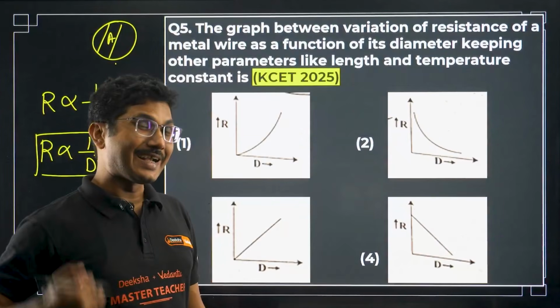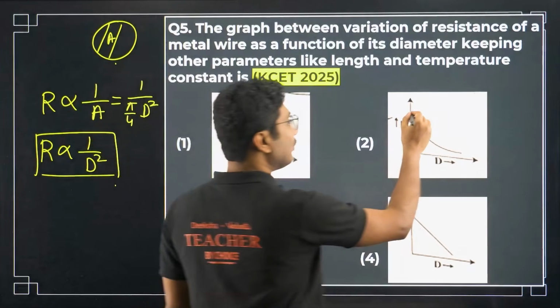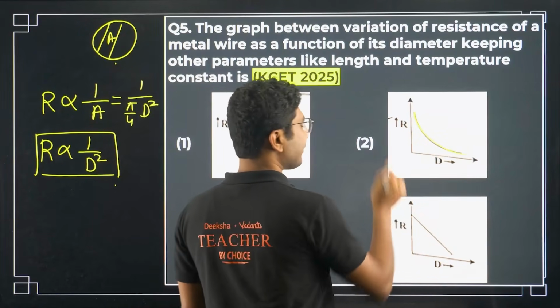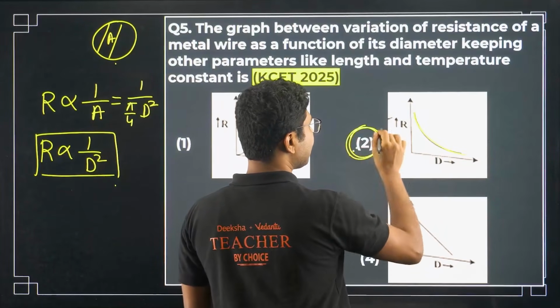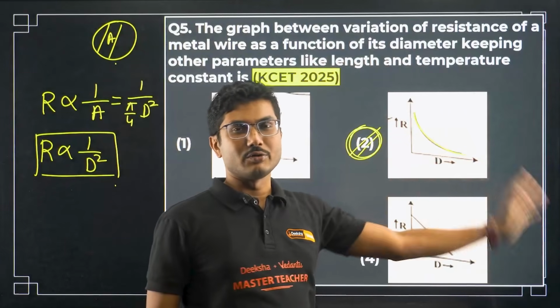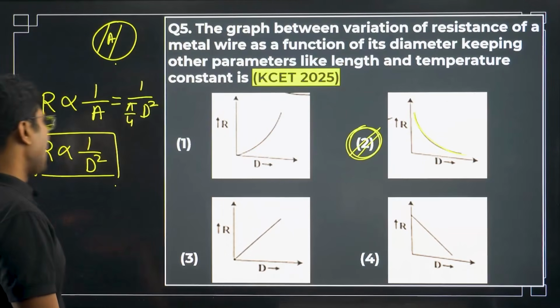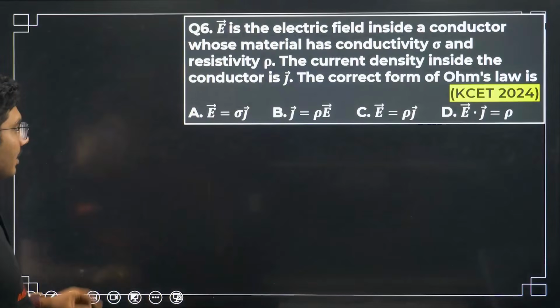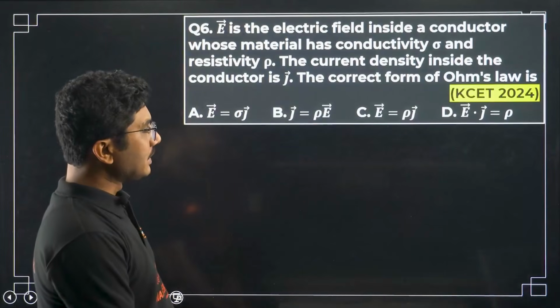We have studied that in electric field the graph looks like this. This is the inverse square relation, so this will be the answer. So if you increase the diameter, keep on increasing the diameter, the resistance will slowly decrease and slowly goes to 0. Okay, next question. This is from 2024.